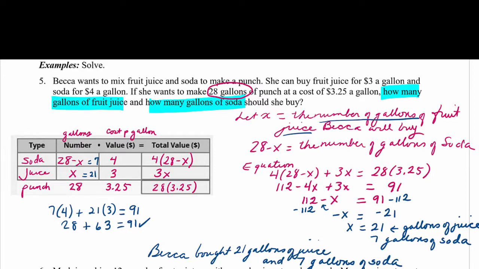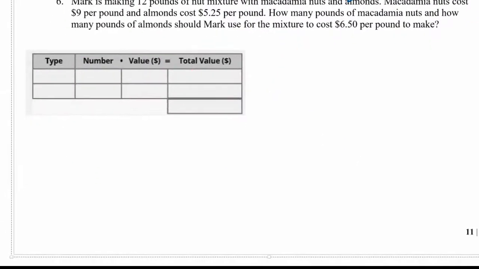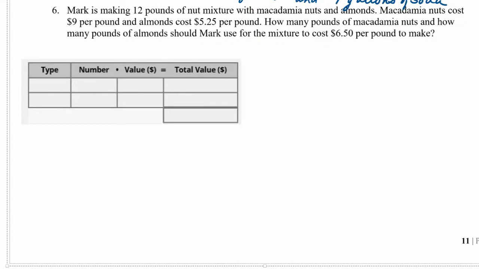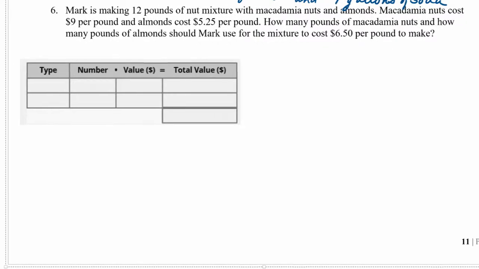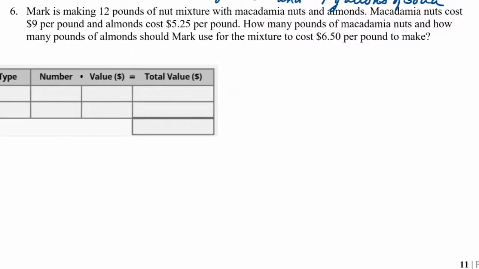Okay, we're going on to the next problem. Let's read this one. So it says, Mark is making 12 pounds of nut mixture with macadamia nuts and almonds. Macadamia nuts cost $9 per pound and almonds cost $5.25 per pound. How many pounds of macadamia nuts and how many pounds of almonds should Mark use for the mixture to cost $6.50 per pound to make?